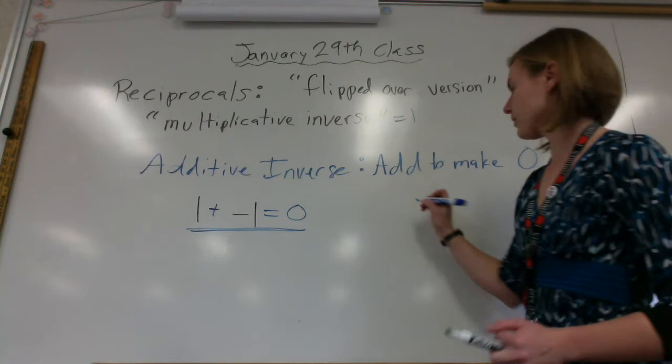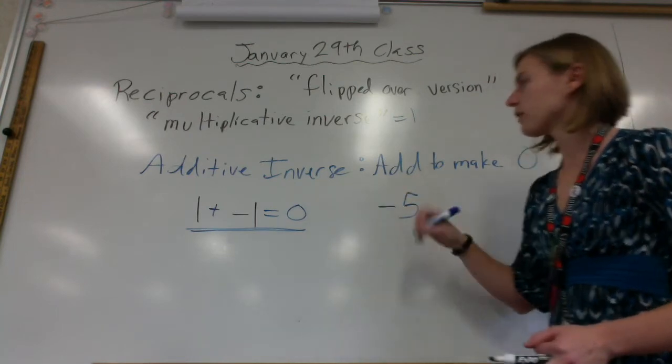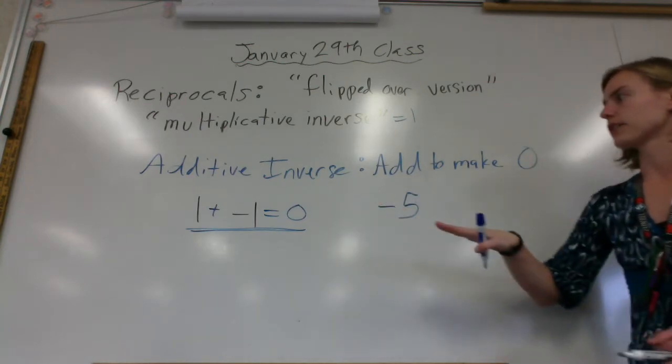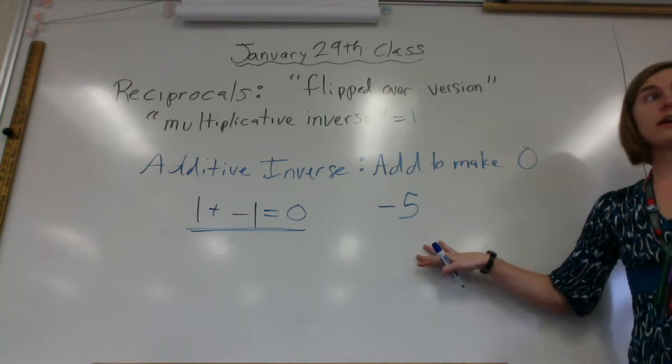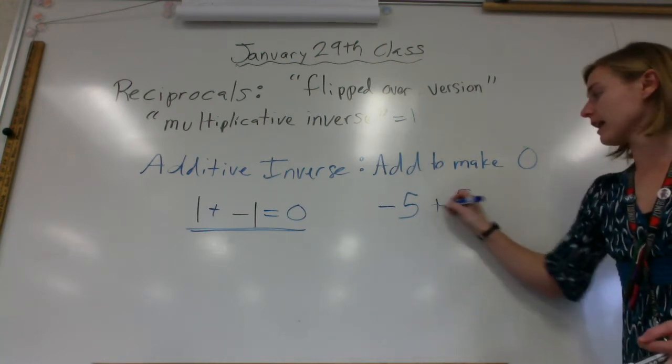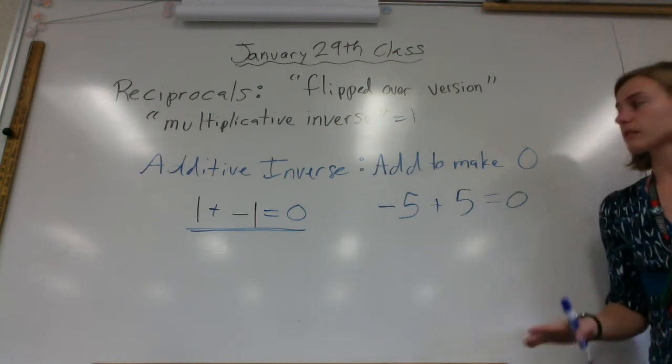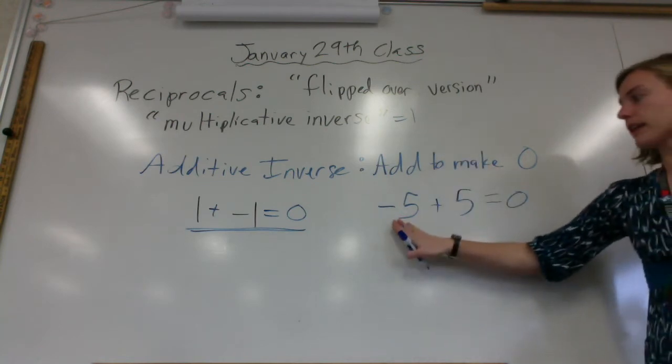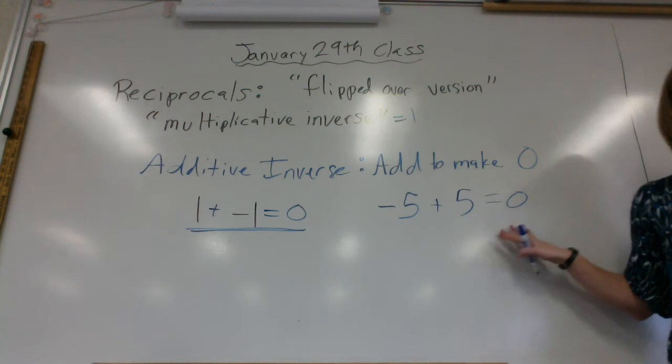So let's try another one. If I have negative 5, what is the additive inverse of negative 5? Riley? 5? Yeah, just 5. Because I can add them together, and that will get me 0. So the additive inverse of negative 5 is positive 5, because it adds up to 0.